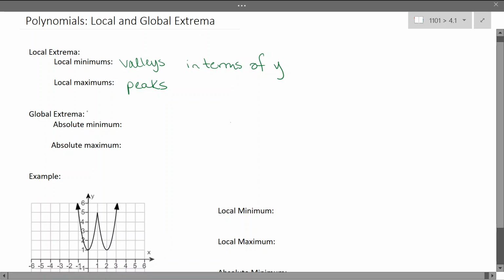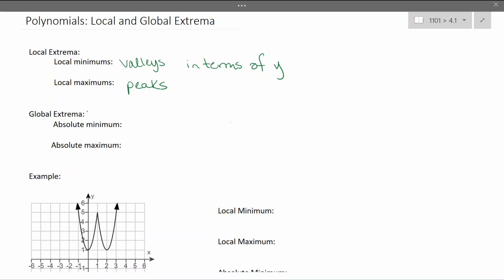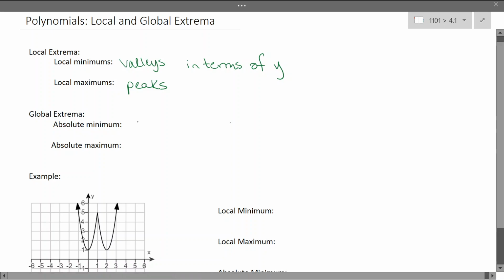So global extrema also break into two categories. You have your absolute minimum and your absolute maximum. Your absolute minimum is the smallest y value of your graph, and your absolute maximum is your biggest y value.